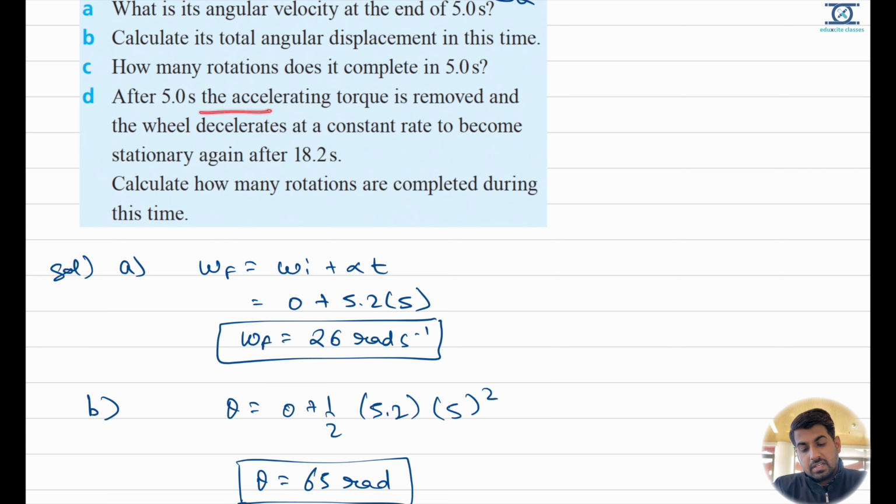Now after 5 seconds, the accelerating torque is removed and it decelerates at a constant rate to become stationary again after 18.2 seconds.